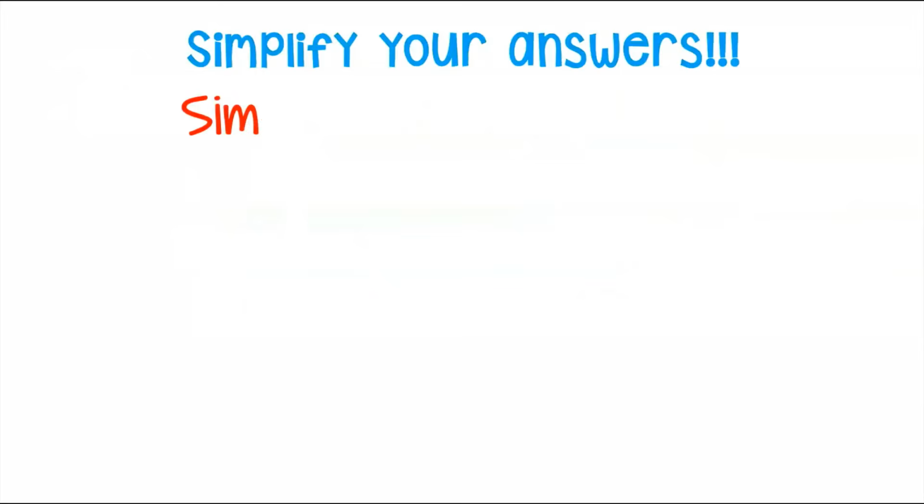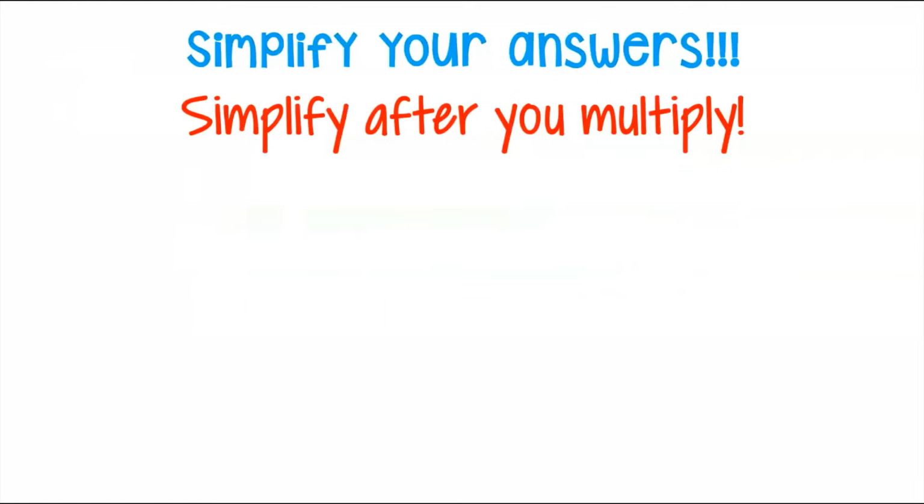Simplify your answers. You can simplify after you multiply as well. So we're going to go back to that same problem. And we did all the math. We got 12 over 10. Well, we know 12 and 10 share a common factor of 2 because they're both even.